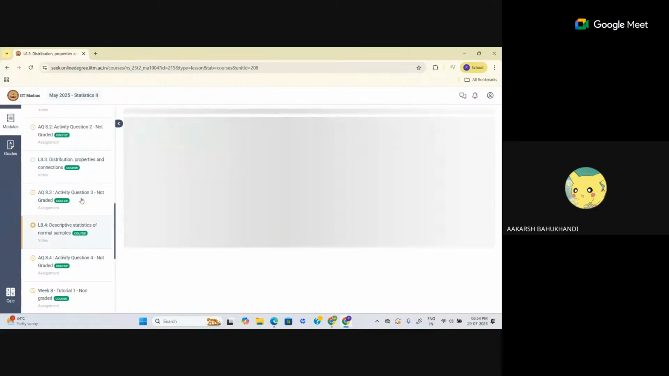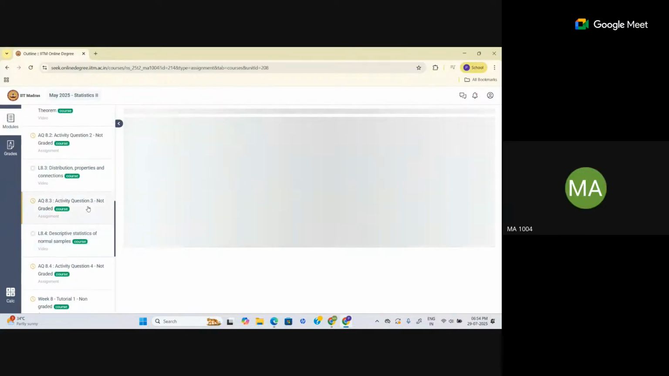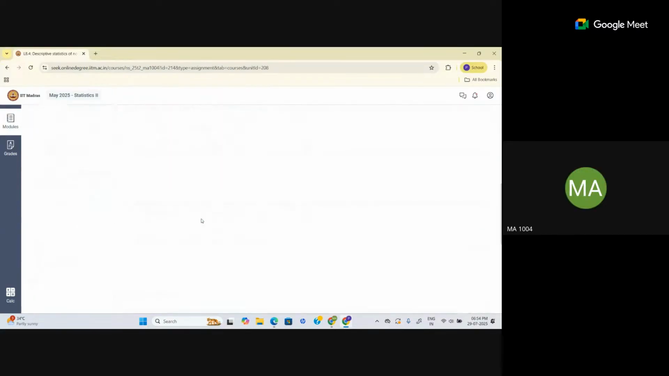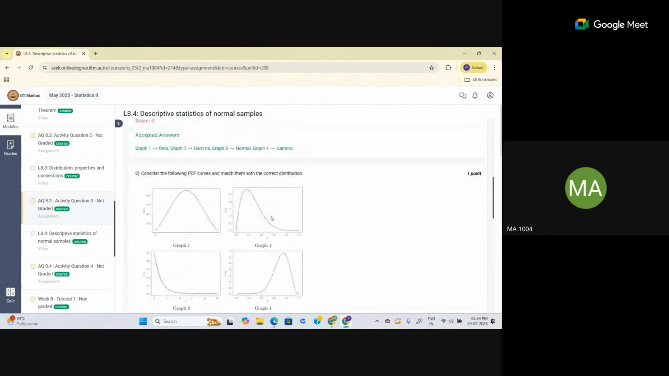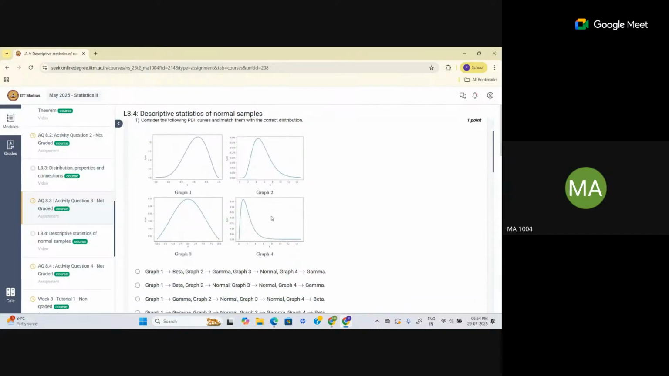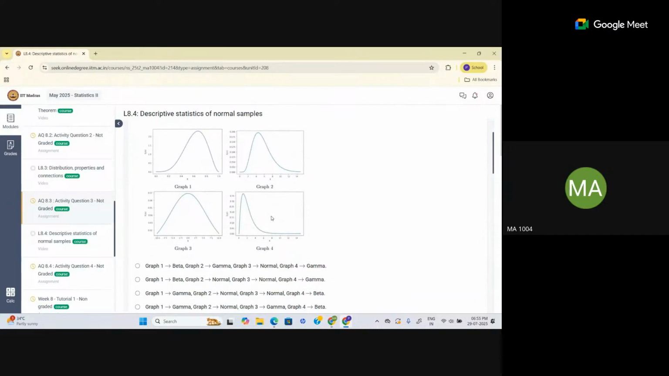Okay, ma'am. For activity 8.3, you can see. For the first question, there are some tricks you can use: the range of the beta distribution is from 0 to 1.